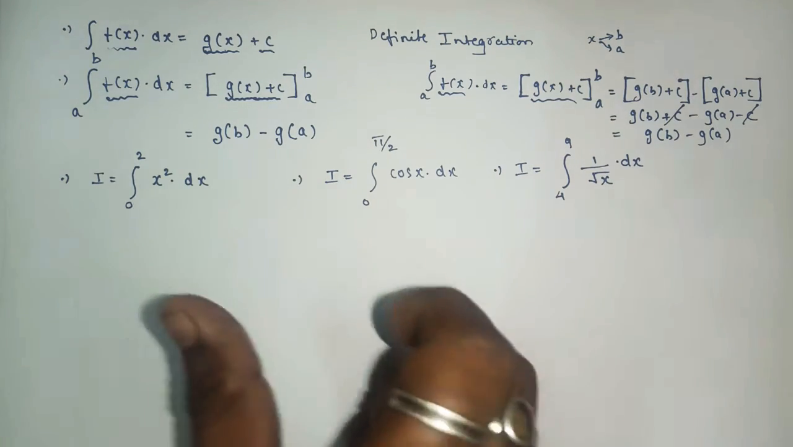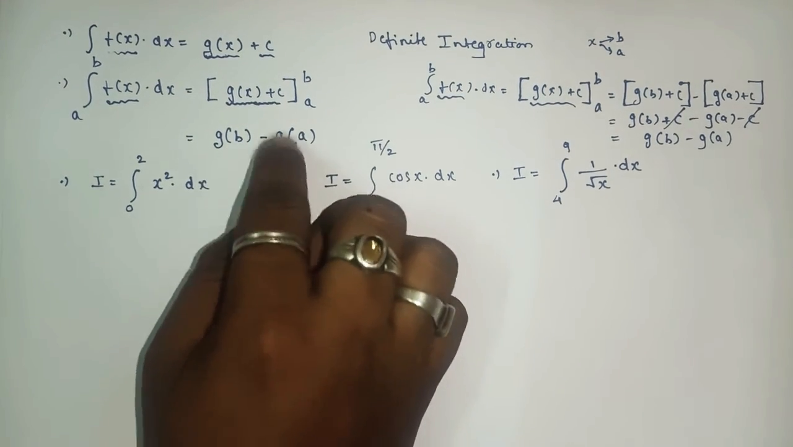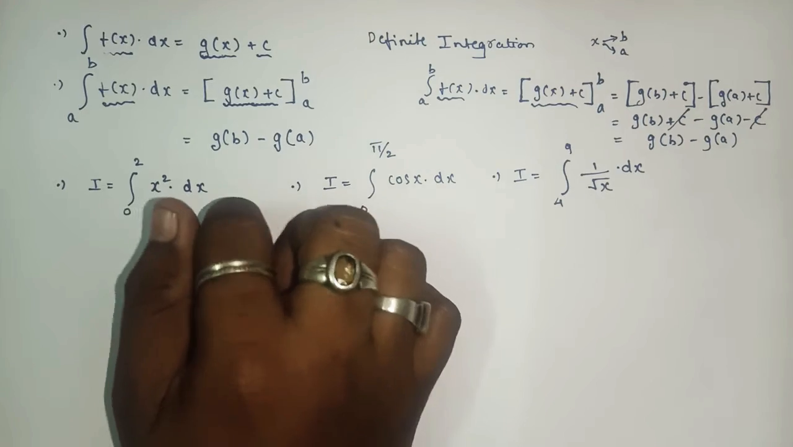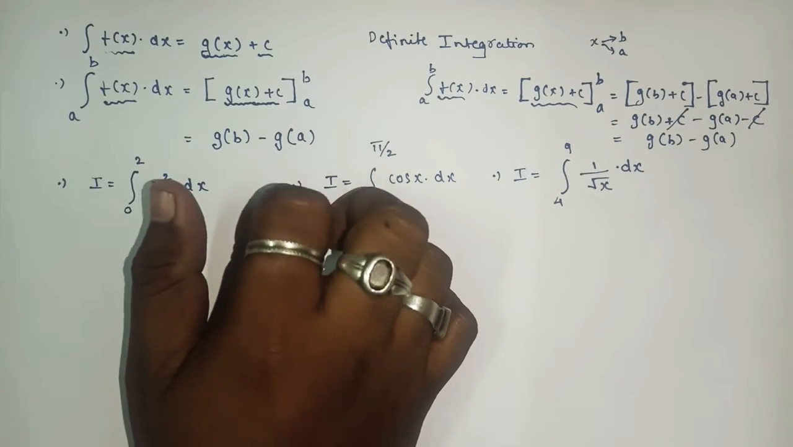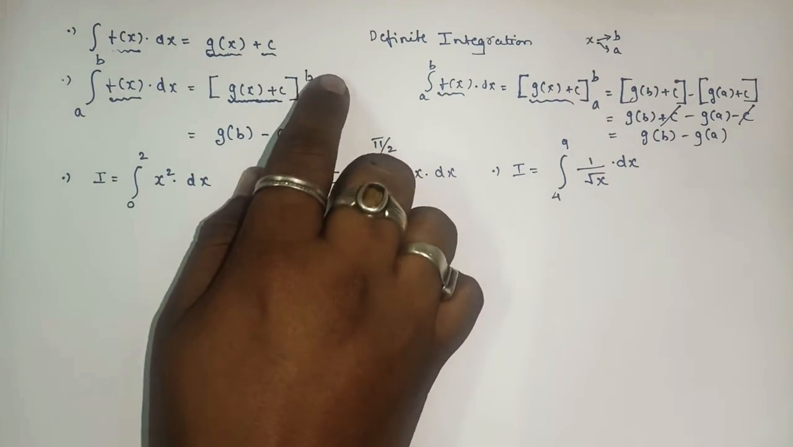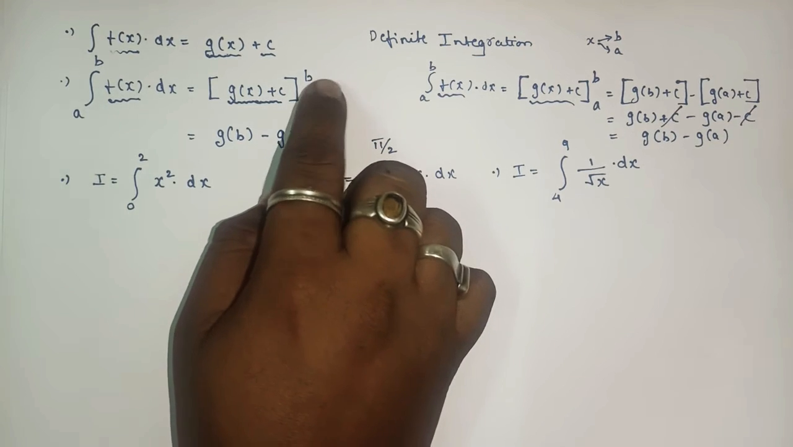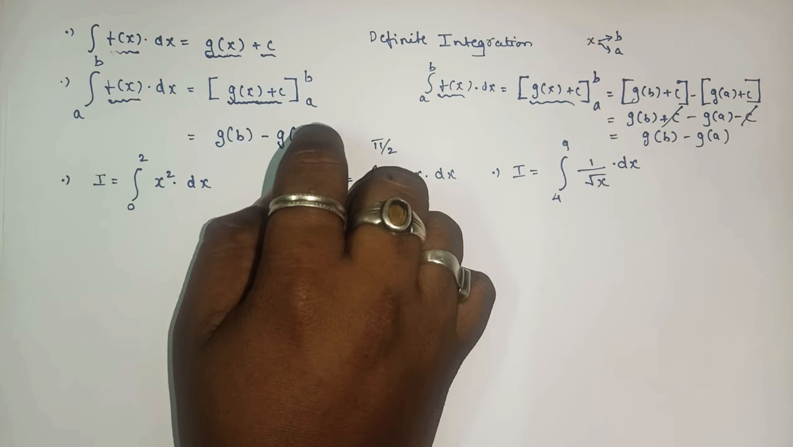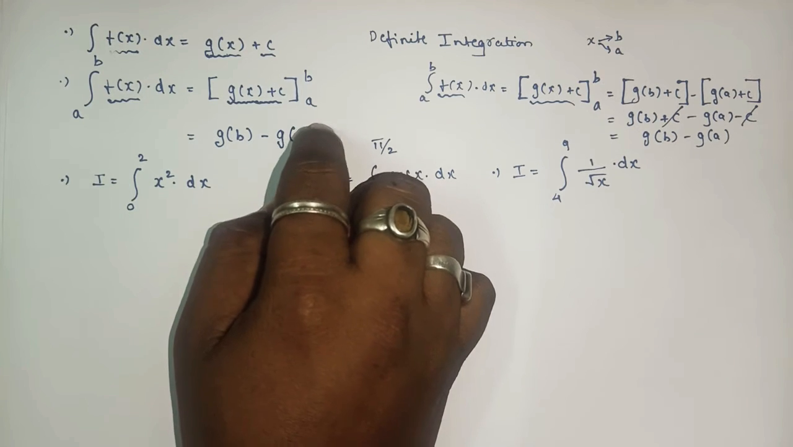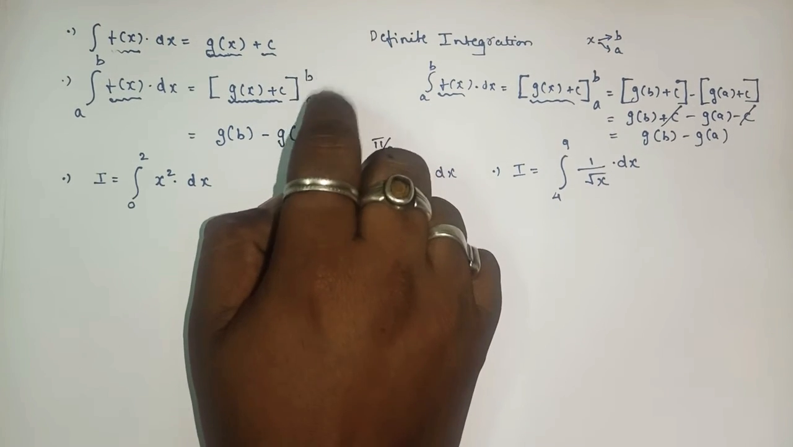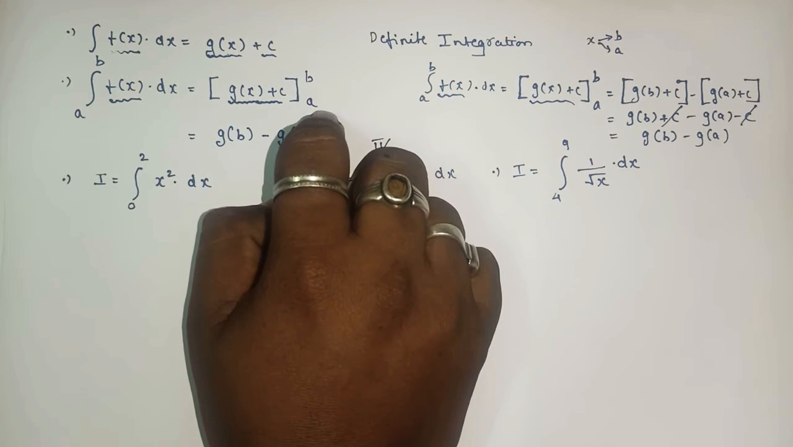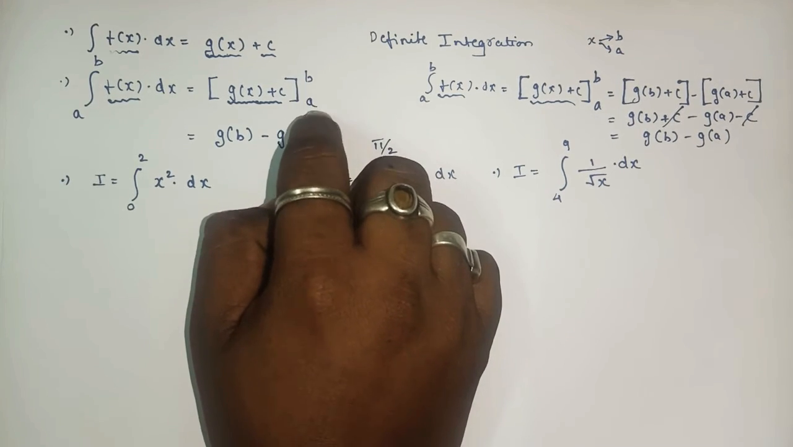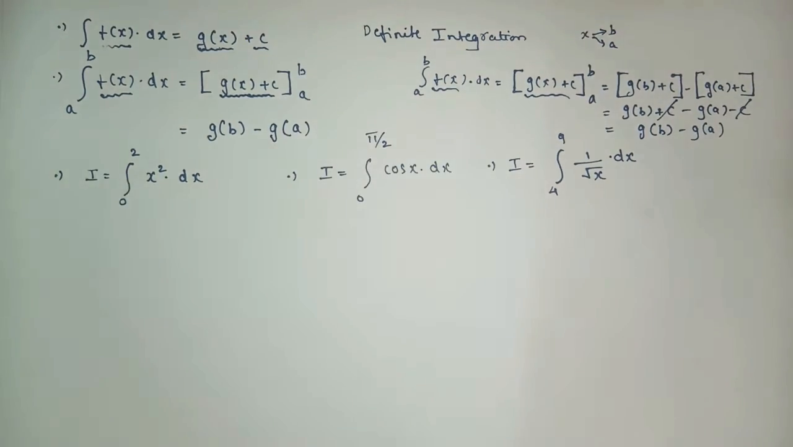At the end, the final answer will be without x, because here a and b are finite numbers. Remember this. These are the domain of x, from a to b. Yes or no? So now we'll take a few examples.